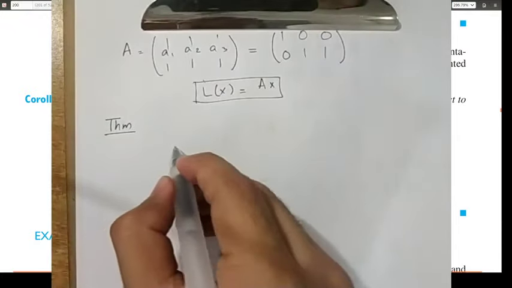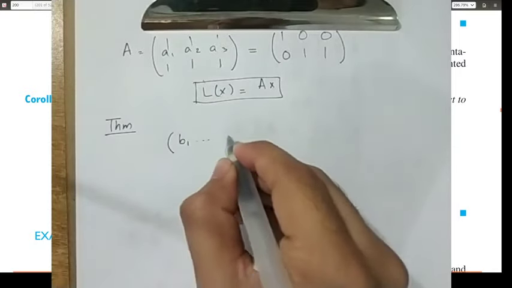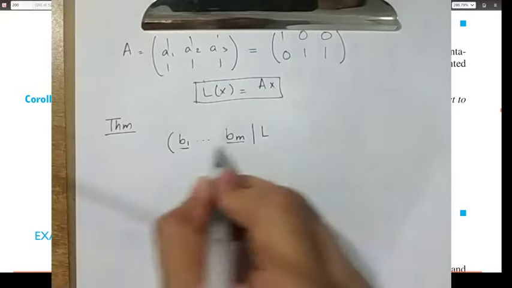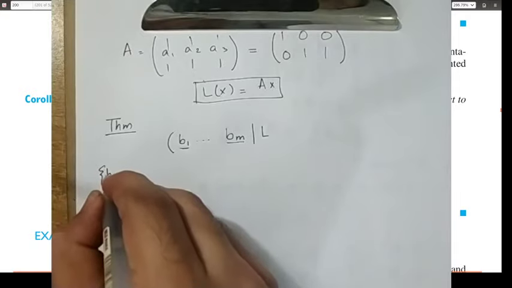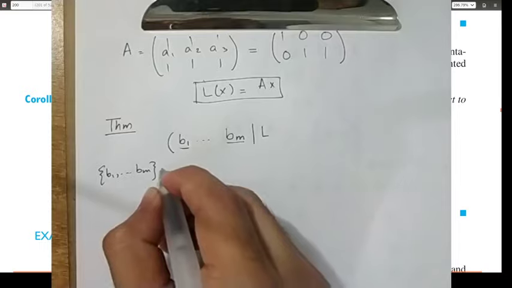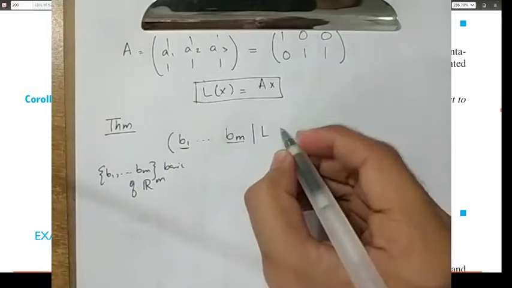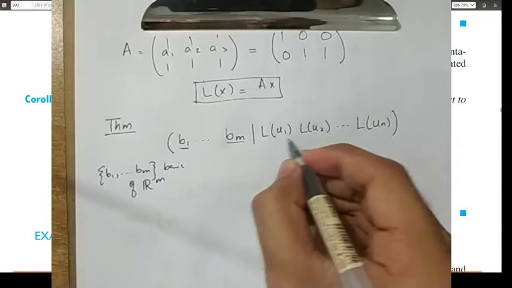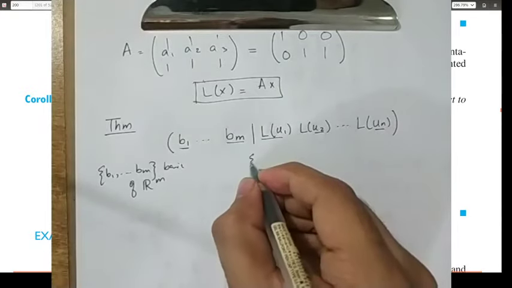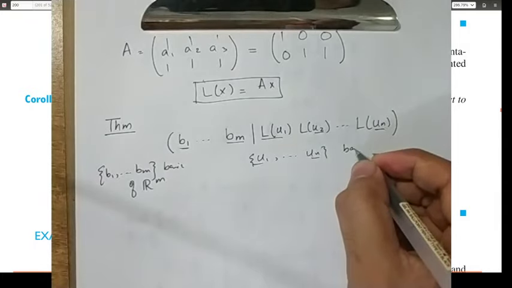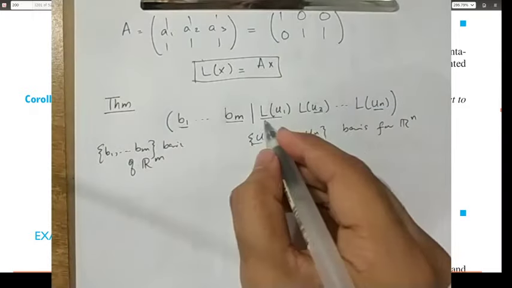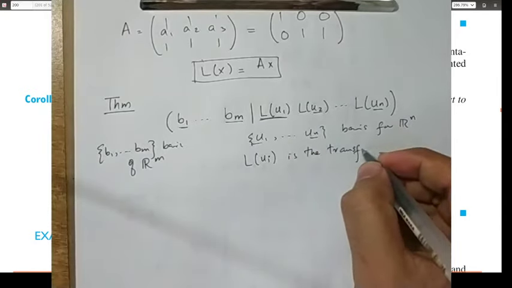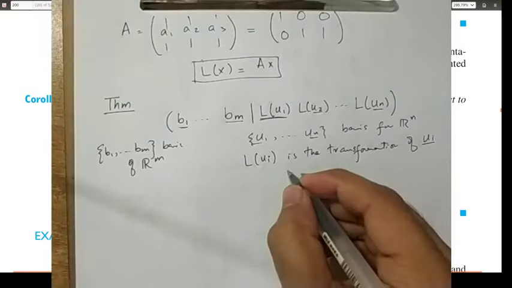It says that if you make a matrix B1 to Bm and augmented, so these are columns, B1 to Bm, these are just the basis vectors, where B1 to Bm are the basis of Rm, and Lu1, Lu2, up to Lun, these vectors, so u1 up until un was a basis for Rn, and Lui is the transformation of ui with respect to L.